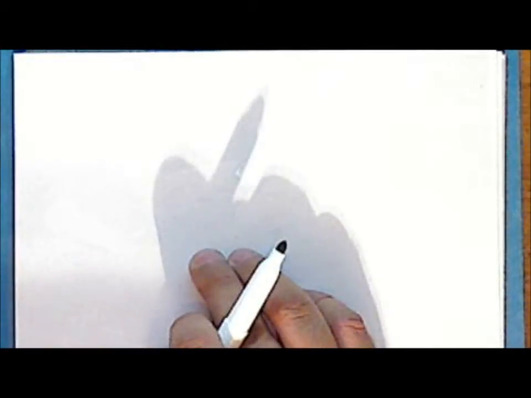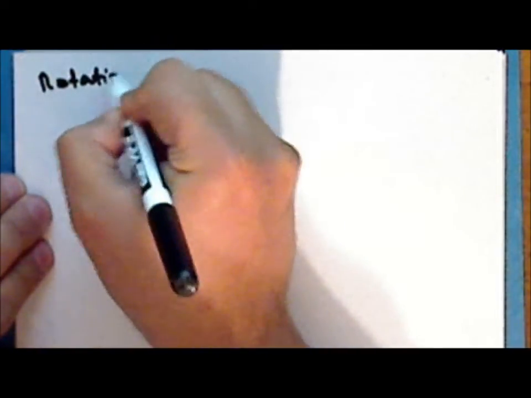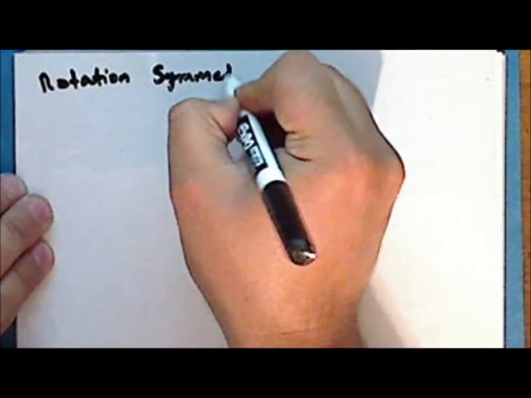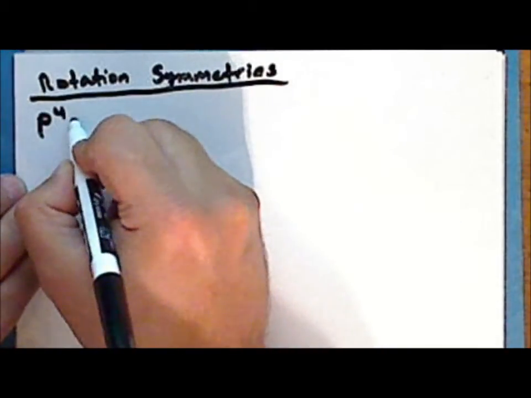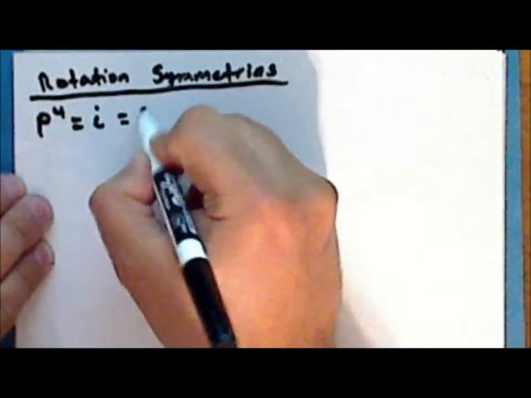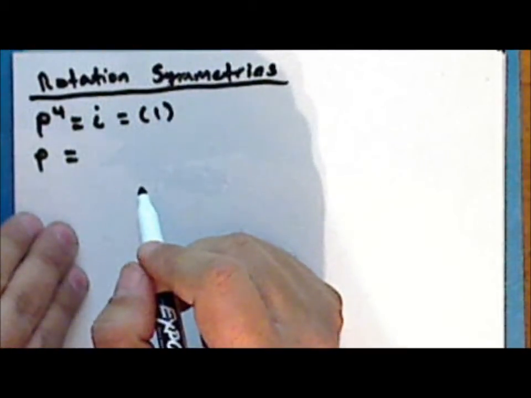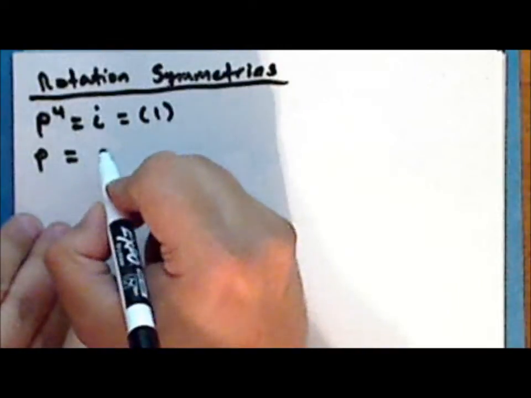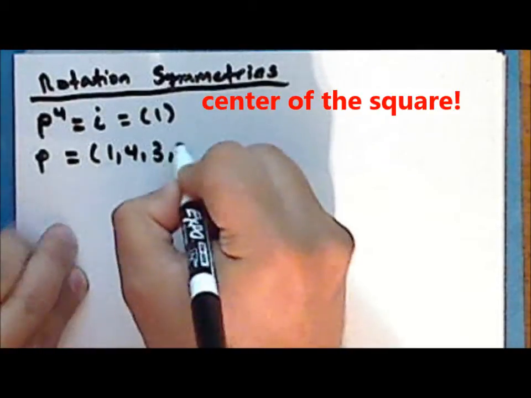So let's look at the consolidated elements of the dihedral group of order 8. We have 4 rotation symmetries. Rho to the 4th power, which is rotation by 360 degrees. This is the identity permutation, which we represent this way. Rho, which is the rotation by 90 degrees counterclockwise about the center of the square. And this is the cycle 1 to 4 to 3 to 2.